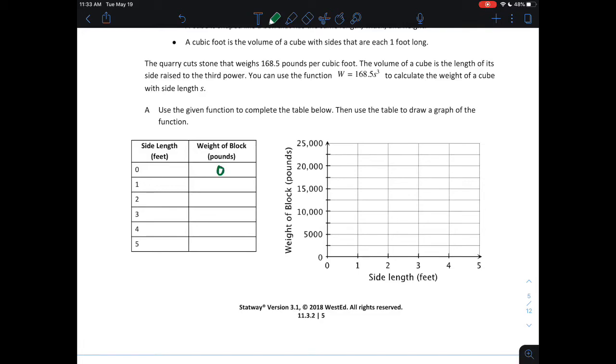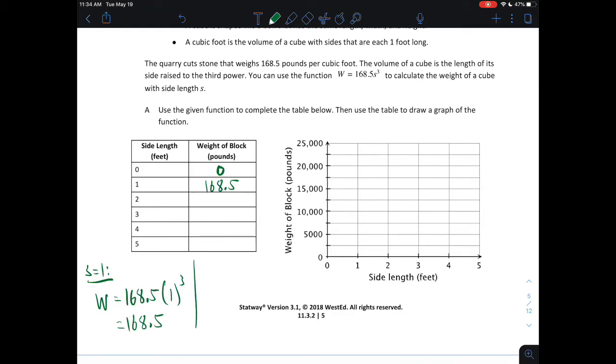0 pounds. Now, what if the side length was 1 foot? Well, then that means when s is equal to 1, using our equation, W would be equal to 168.5 times 1 cubed. 1 to the third power just means you're multiplying 1 times 1 times 1. That's just 1. And when you multiply that by 168.5, you're just going to get 168.5.